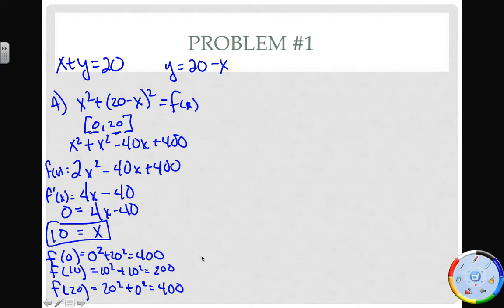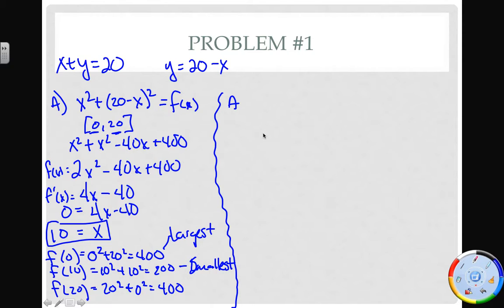So for question A, it says the sum of the squares is as large as possible. Well, as large as possible is if I chose the number x to be 0 or 20. So my largest is 400. And my smallest is 10 and 10. All right, so that's question A.